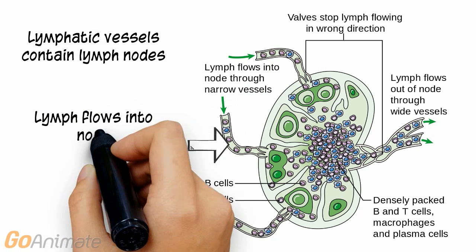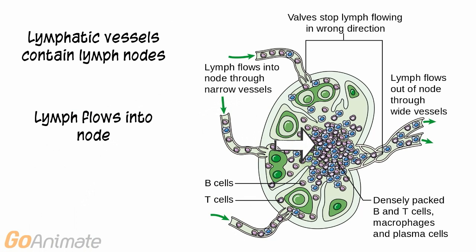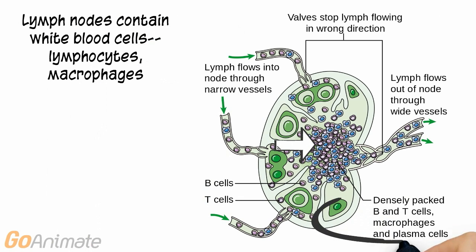Lymphatic vessels contain lymph nodes. The fluid flows into lymph nodes via afferent vessels. Once inside, white blood cells, including lymphocytes and macrophages, work to destroy pathogens. Germinal centers contain a high number of lymphocytes.